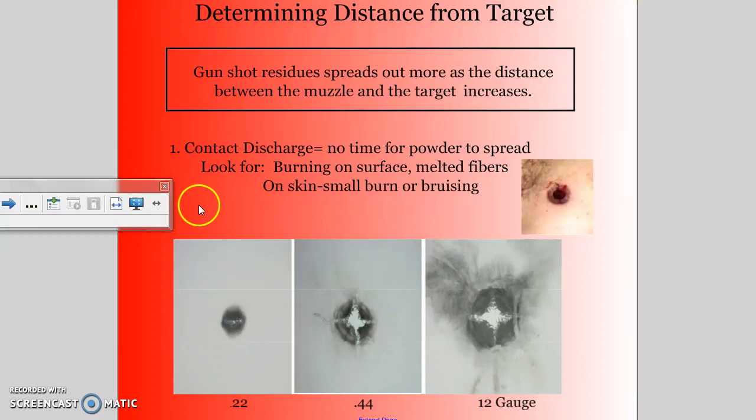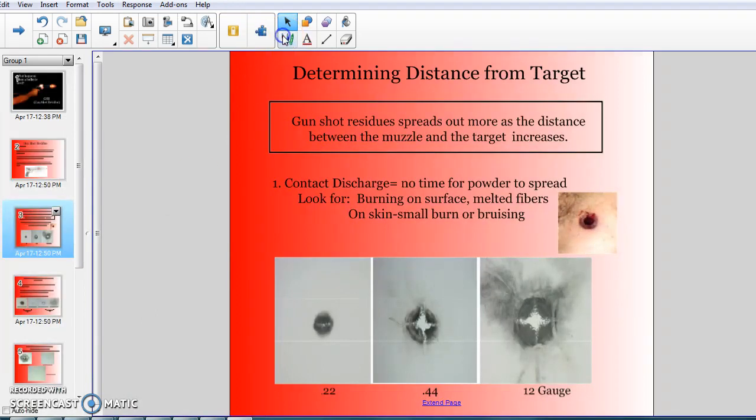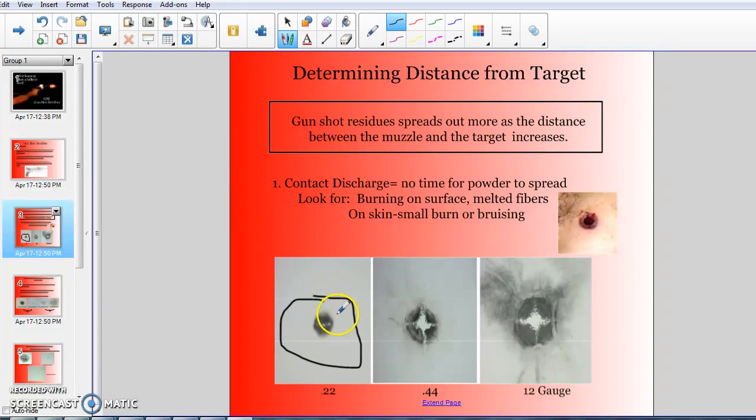There's no time for the powder to spread out, so it's almost going to be the perfect shape of the gun. If you look right here, this is a .22 caliber weapon, and you can see that the discharge is almost a perfect circle of what the barrel of the gun would look like, because there's no time for it to spread out at all. This is a .44, that was a contact discharge, and you can see it right there. And this is a 12 gauge shotgun. Even with the 12 gauge shotgun, because of the pellets, it does get dispersed a little more, but you still get a pretty perfect circle right here.